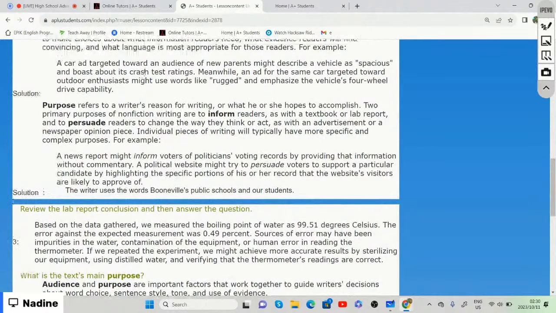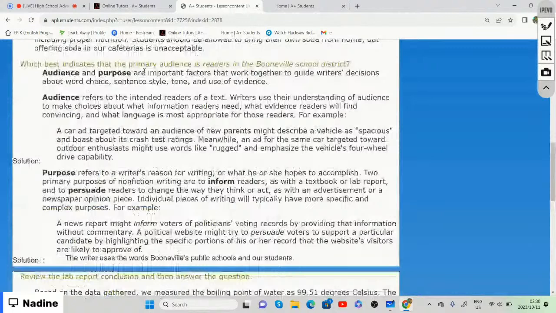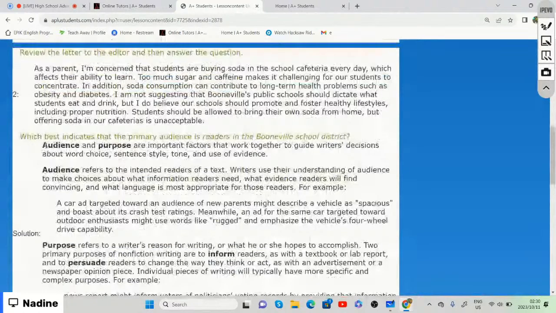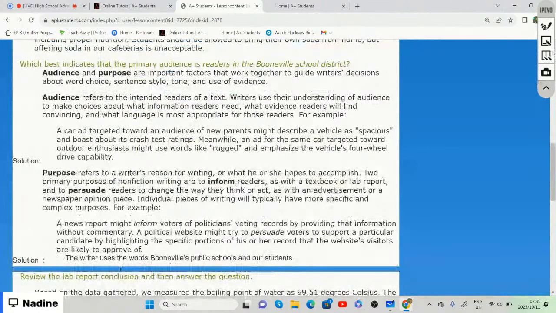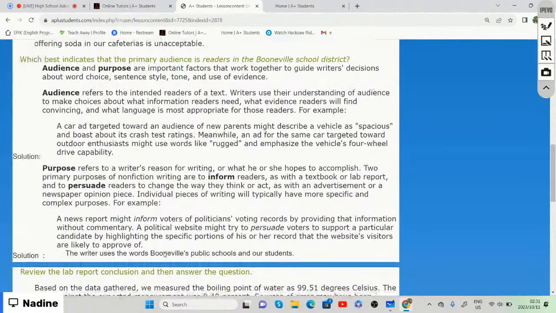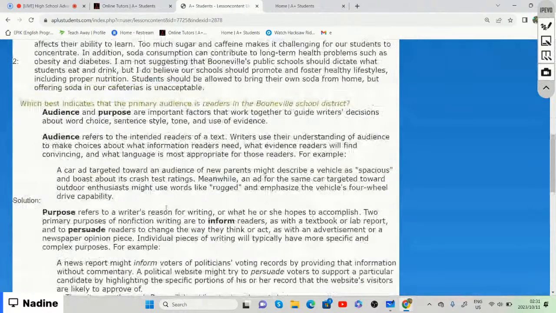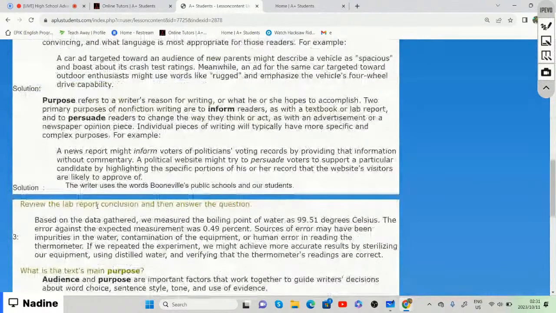All right. So now we need to find out what the main purpose of this article or text that the parent wrote is. A news report might inform voters of politicians' voting records by providing that information without commentary. So the main purpose of the letter, as the parent letter, the writer uses the words Boonville Public School and our students to highlight that if she does decide to take further steps, it's going to be towards a school.